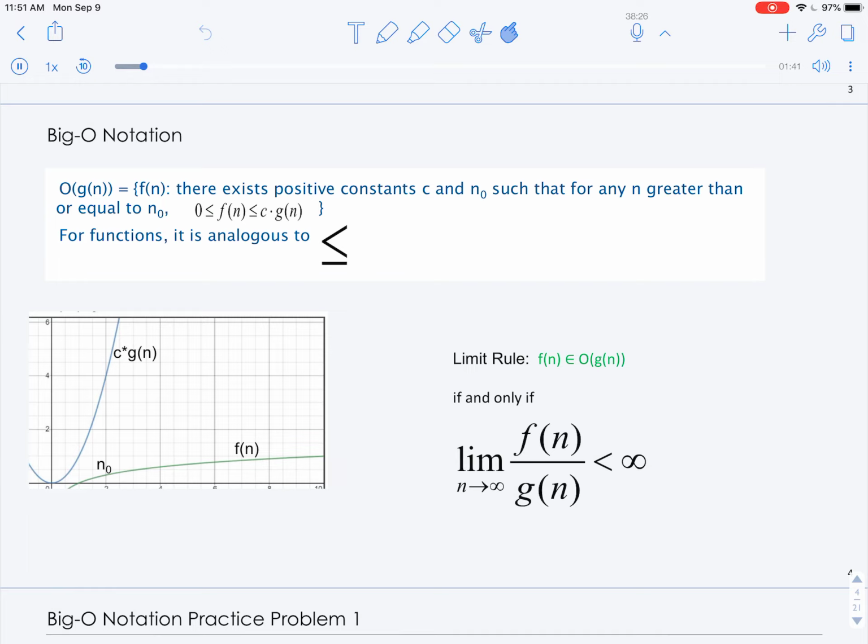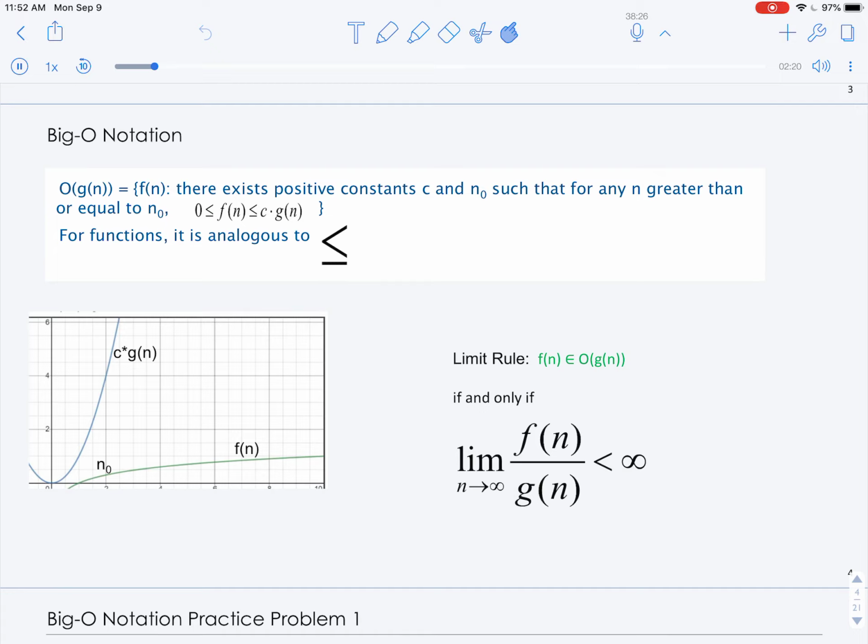You'll notice that we're dealing with non-negative functions when we're discussing asymptotic notation. So in this figure, f of n is the log of n, and g of n is n squared. It's important to note that n naught is like a threshold, so the functions can be doing whatever they want before n naught. But after n naught, and as n goes to infinity, f of n has to be bounded above by c times g of n.